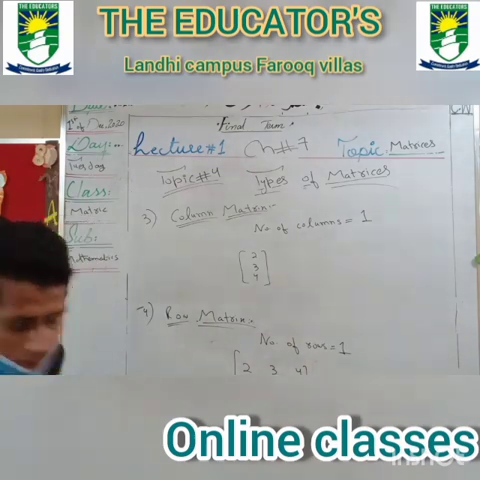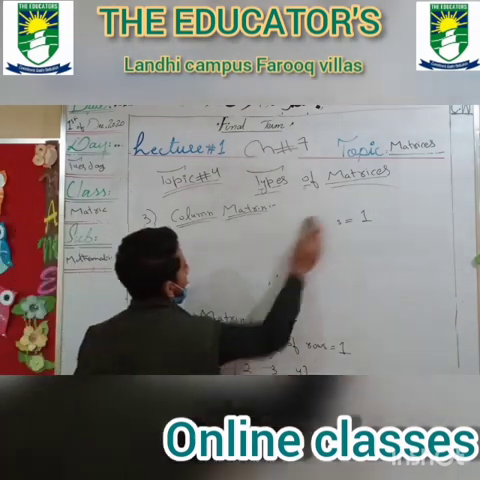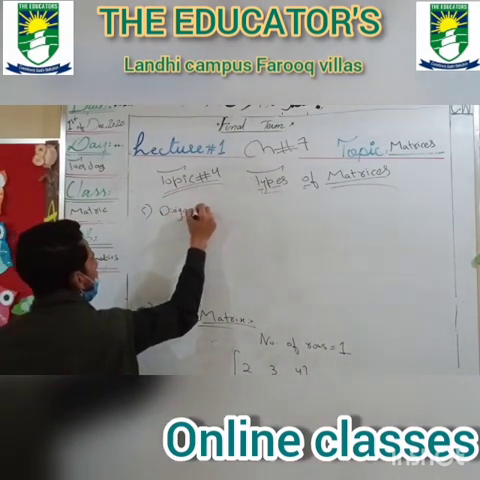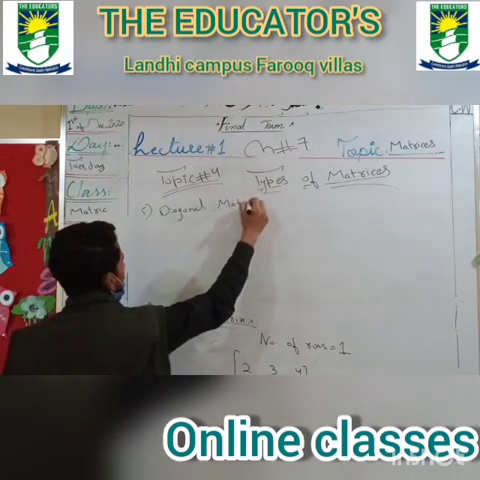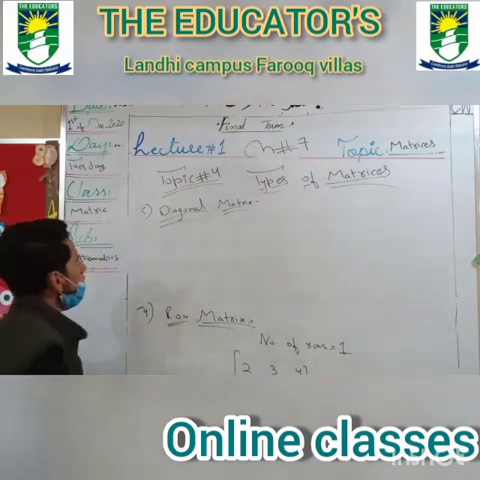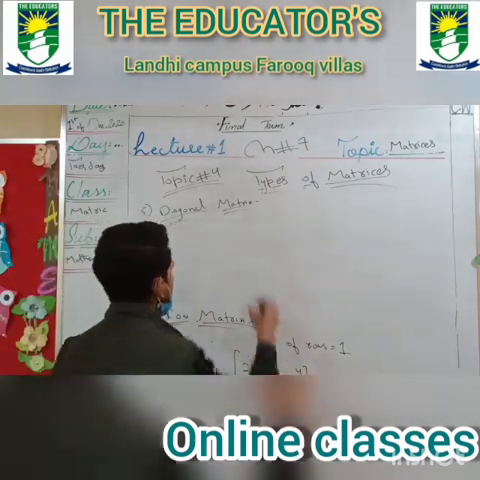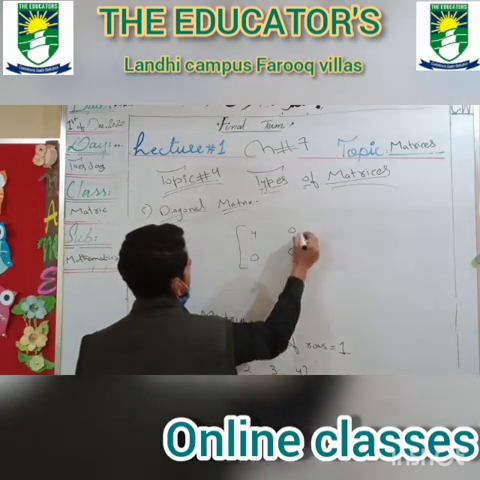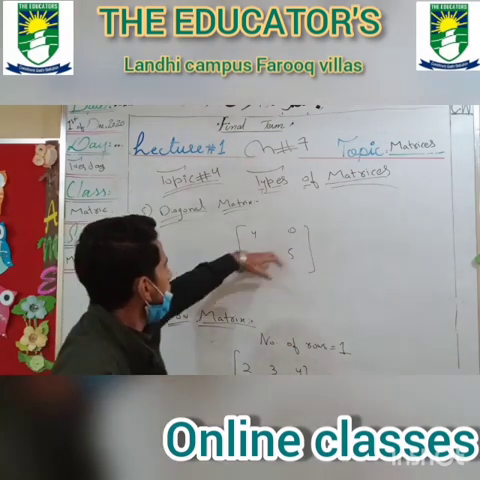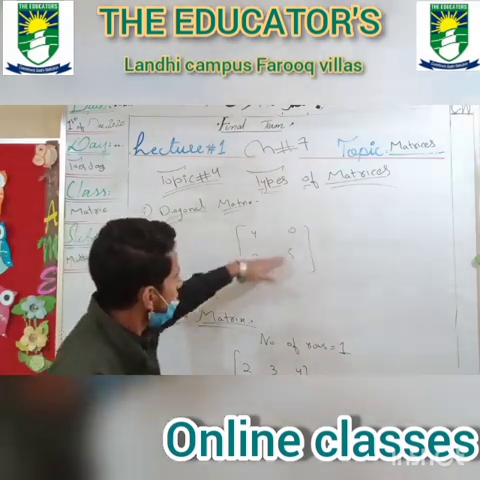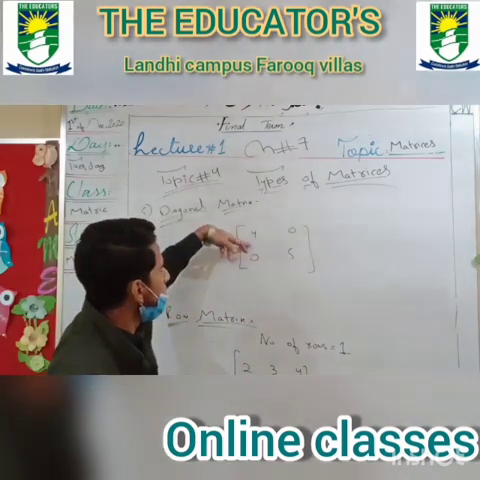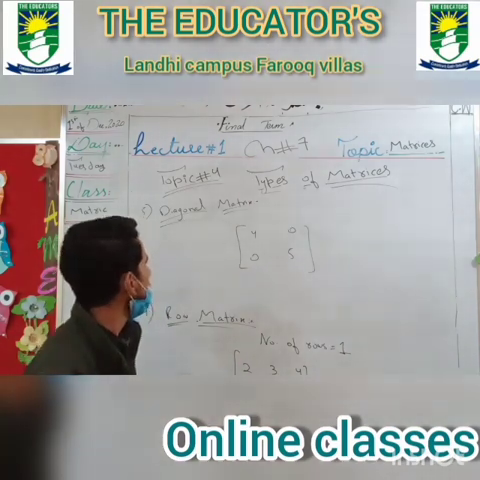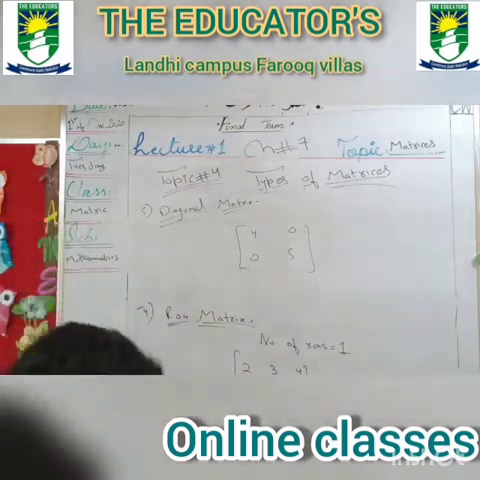Now we are moving to type number 5. Number 5 is the diagonal matrix. The condition for a diagonal matrix is that one diagonal should be equal to 0. This one diagonal must be equal to 0. As long as one diagonal is equal to 0, it doesn't matter what elements are written in other places. You may refer to it as a diagonal matrix. So let's move to type number 6.